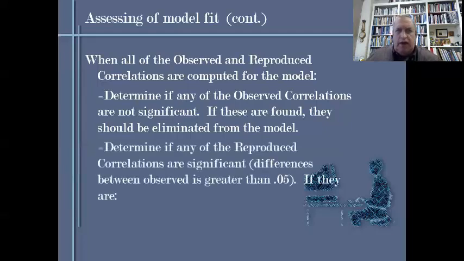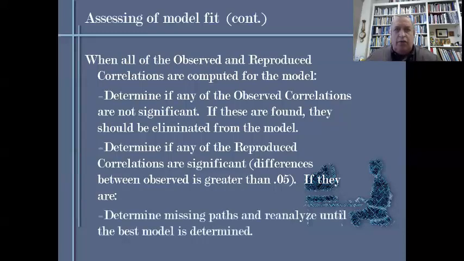When you determine the reproduced correlations, if any of those are significant, that is, if they differ between the observed correlation and the reproduced correlation by greater than 0.05, then you determine the missing paths and reanalyze until the best model is determined. And that's really where path analysis works.